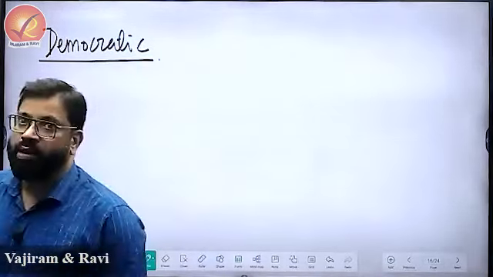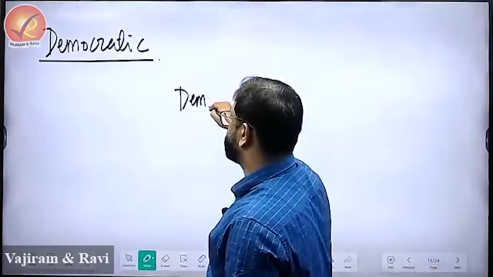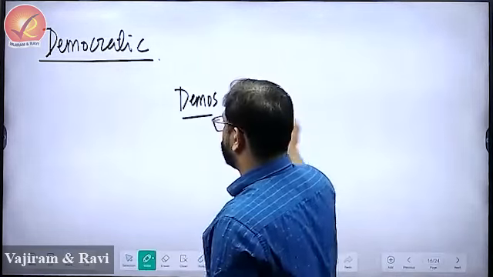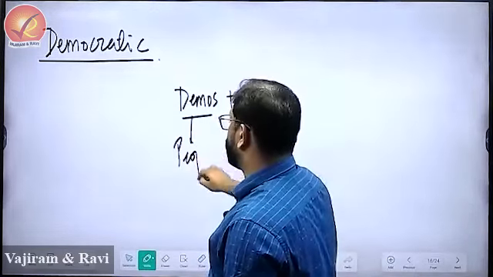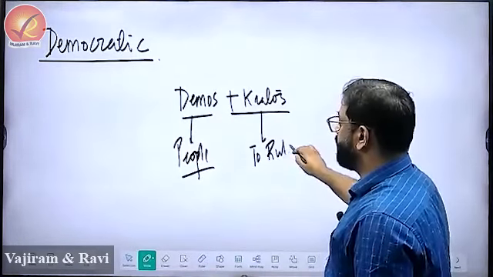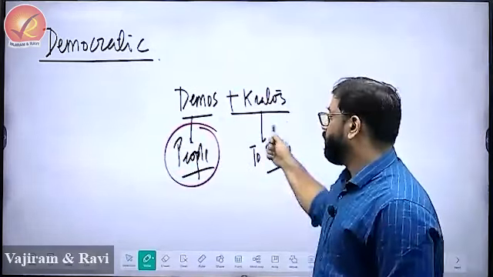Democratic. Democracy comes from the terms demos plus kratos. Demos means people. Kratos means to rule. So who rules in a democracy? It is the people who rule.